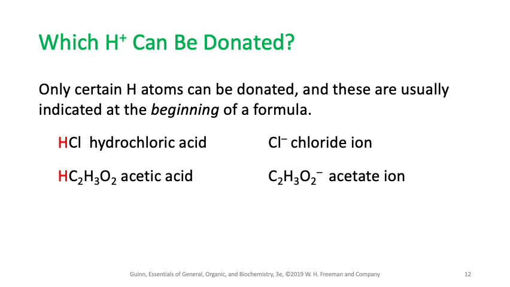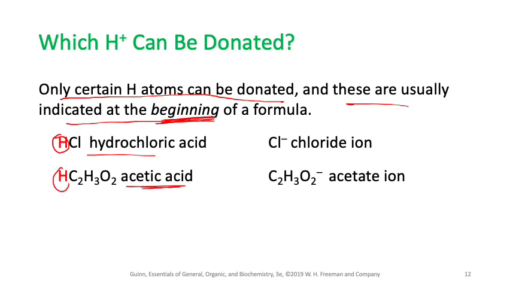Now we're going to learn how you would know which proton or which hydrogen can be donated during the reaction. Only certain hydrogen atoms in a molecule or compound can be donated, and these protons or hydrogens are usually indicated at the beginning of the formula. For example, in hydrochloric acid, the hydrogen placed at the beginning of the compound is the hydrogen that is donated to the base. For example, acetic acid, this is the hydrogen which is going to be donated by acetic acid, and this molecule can behave as an acid.